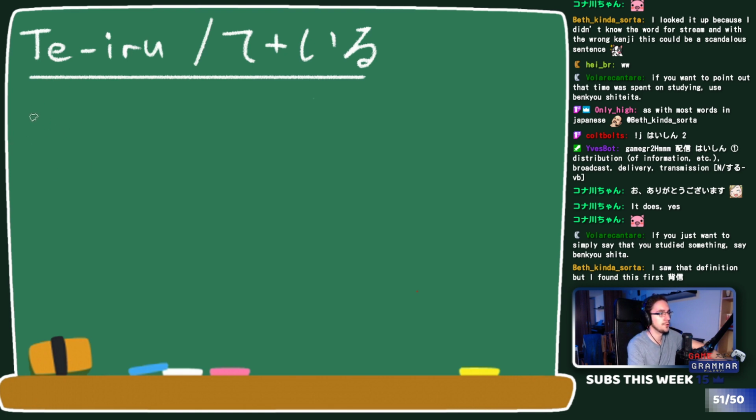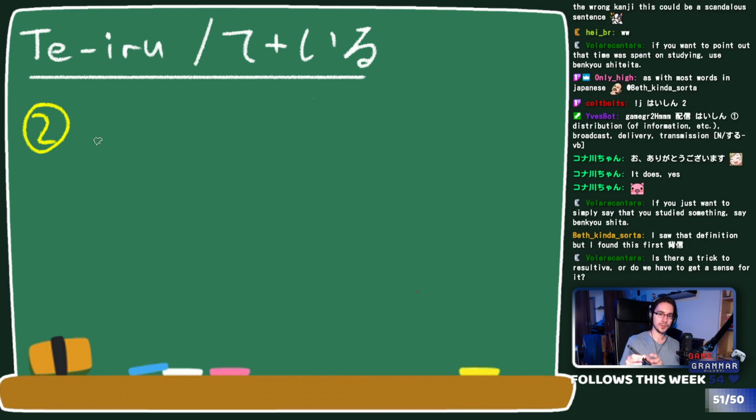So, number 2, if you remember, I hope you remember. If you weren't here at the start, I'll give you a refresher. The second use of Te-Iru, is there a trick to resultative? Do we get a sense for it? There are a few rules of thumb that I'm going to talk about. Or rather, there's one big rule of thumb, I would say, and it has to do with transitivity. And the rest is context.